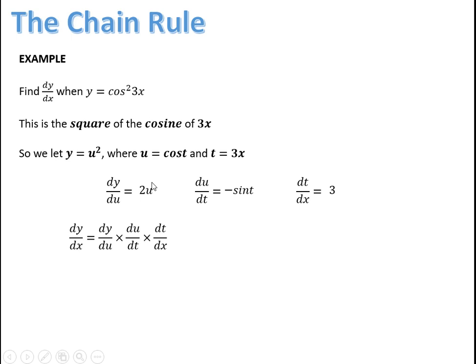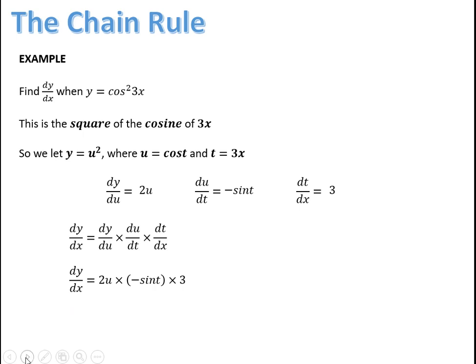So to find dy by dx, it's these three derivatives multiplied together. So it's 2u times minus sine t times 3. The problem with this is it's not a function in terms of x. Generally when we differentiate something in terms of x, we want our derivative to be in terms of x. So what we need to do now is simplify this a little bit, plus add back in our u and our t. We created them out of nothing. We put in the u, we put in the t. Although we've made it clear what they equal, our answer needs to be in terms of x. So we need to substitute them back in, and this is an often forgotten point of this chain rule exercise.